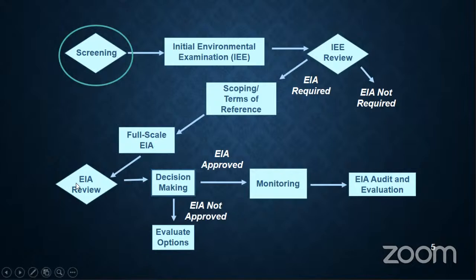After that, we have to go to EIA review. Once again, we need to review with some experts' inputs. Then we can go for decision making. If the decision tells that there are some gaps, then the process has to be repeated. Or if the EIA is approved, then we have to go for monitoring, EIA audit and evaluation. This is the last step, and it will repeat every year like that.